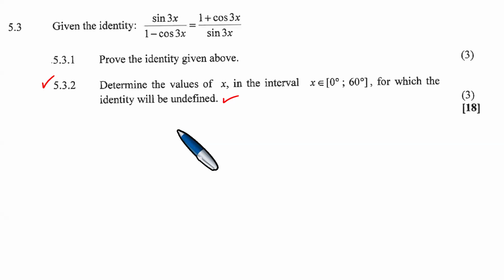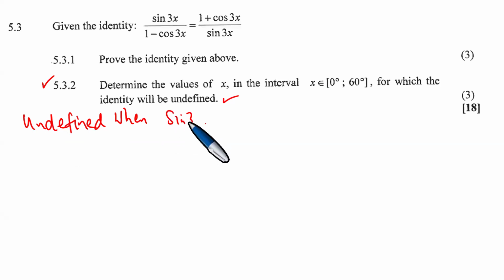What do you think? It's when the denominator is 0. Excellent stuff. So when is the denominator 0 here? Right, so it's undefined when the sine of 3x is 0, and also when 1 minus cosine 3x is 0. So consider both.